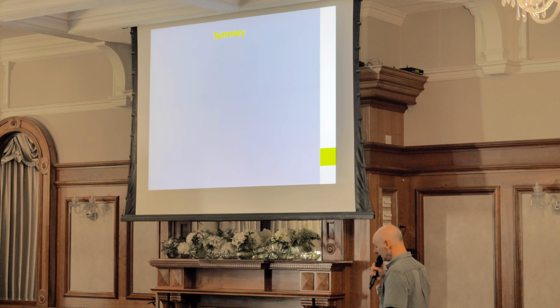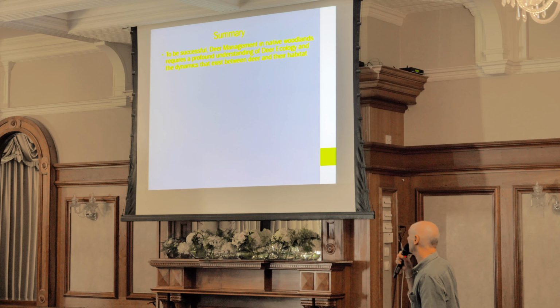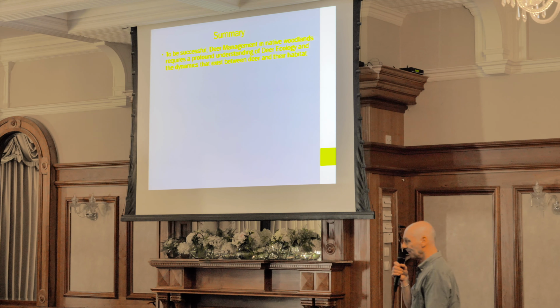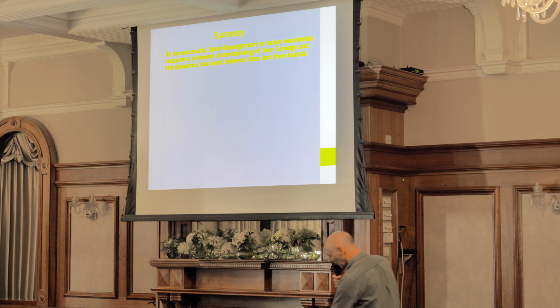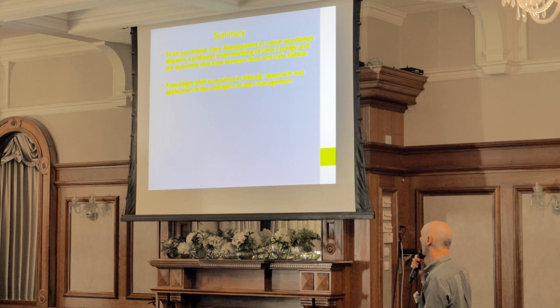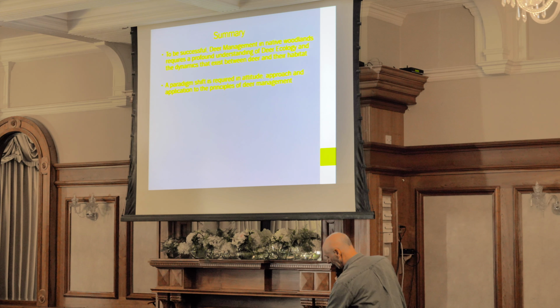So to summarize, basically, in order to be successful, deer management in native woodlands requires a profound understanding of deer ecology and the dynamics that exist between deer and their habitat. Without that, really, we're going absolutely nowhere. Also, a paradigm shift is required in our attitude, approach, and application to the principles of deer management. We're not doing any of that at the moment, unfortunately. We're just simply shooting deer and then convincing ourselves that we're managing them.